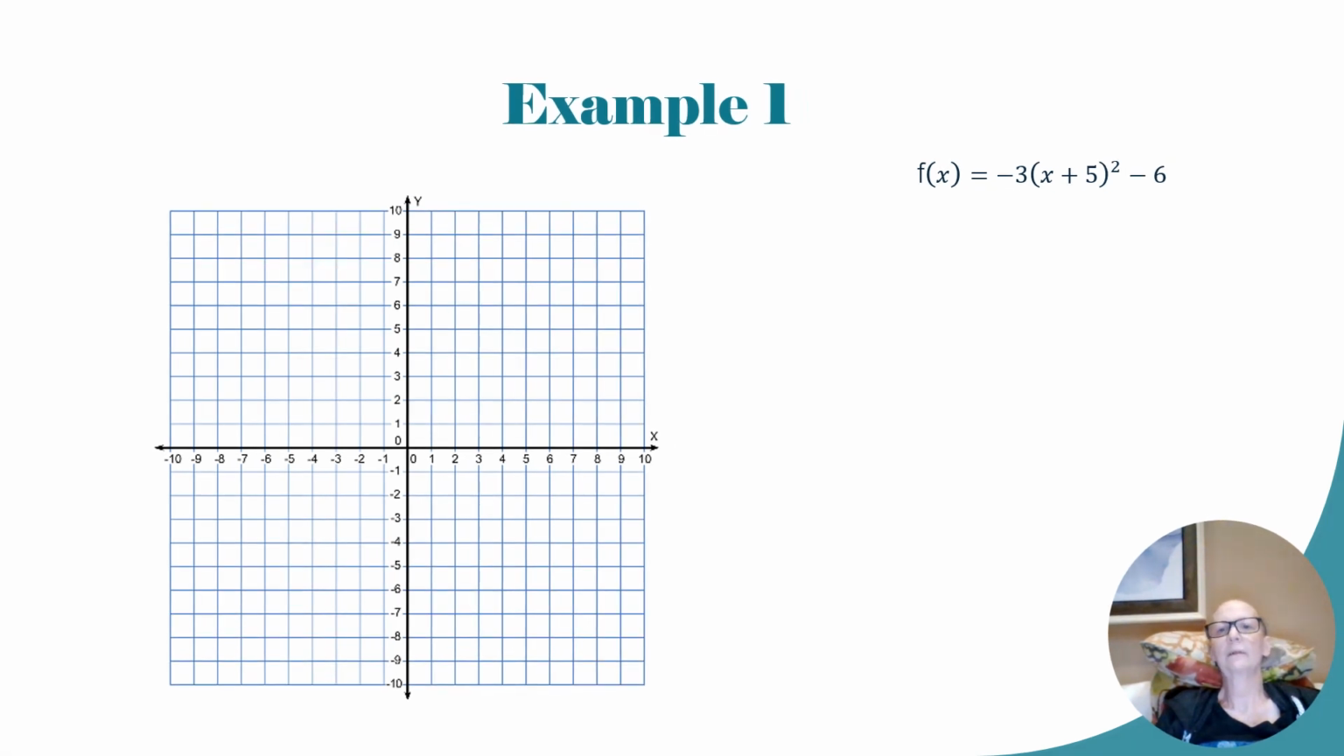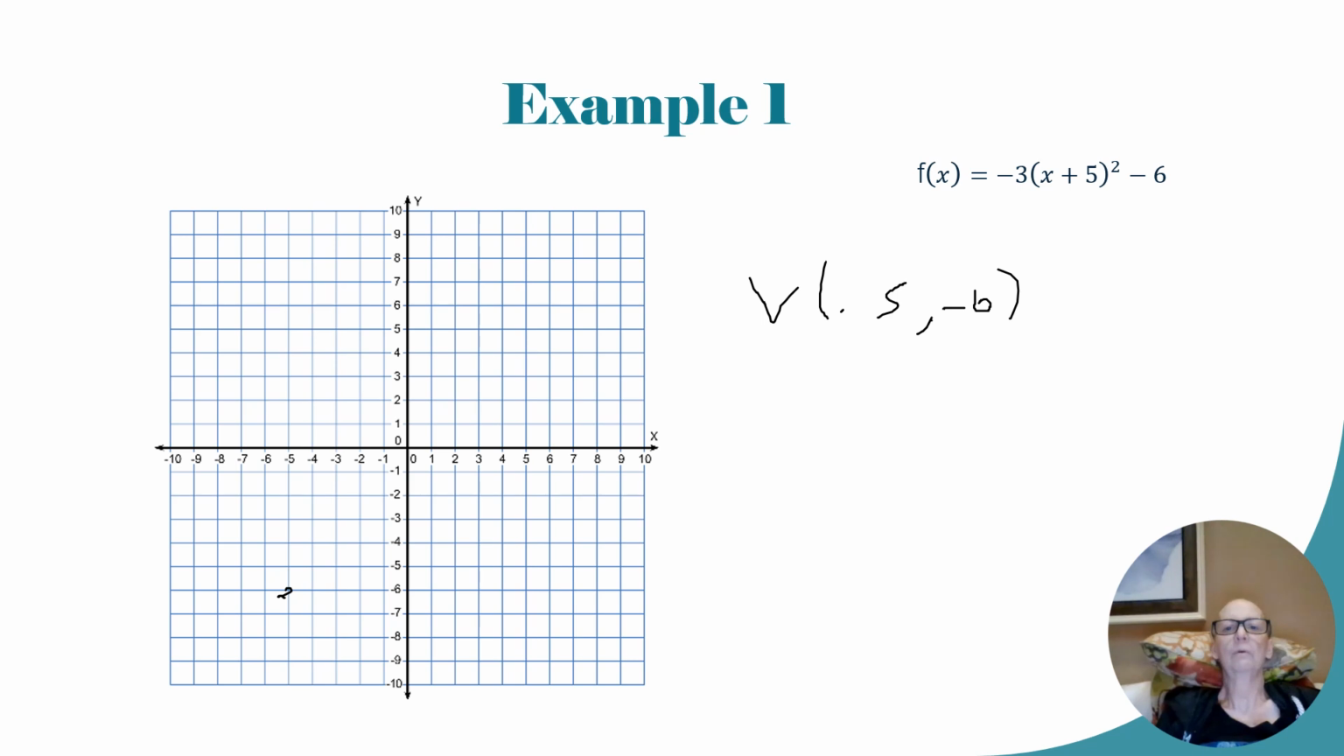Okay, for our first example, we are graphing this function. We always start by finding the vertex, so we're going to do that first, which is -5, which makes the inside of the parentheses 0, and then -6, the number on the outside. So I'm going to find (-5, -6), which is right here.